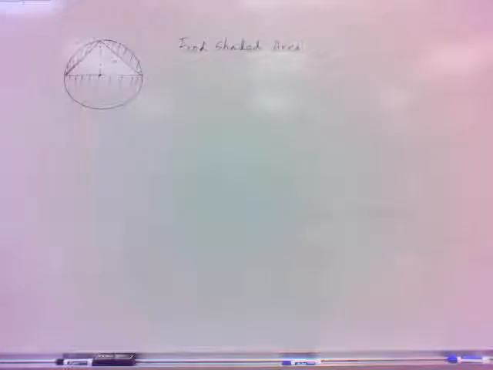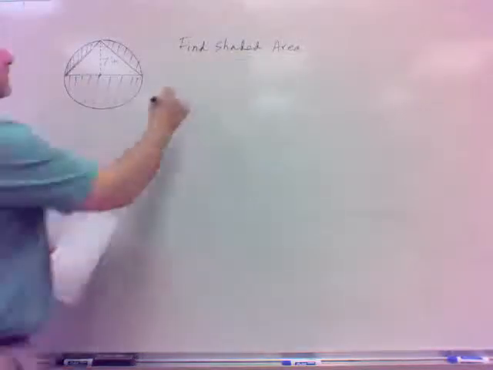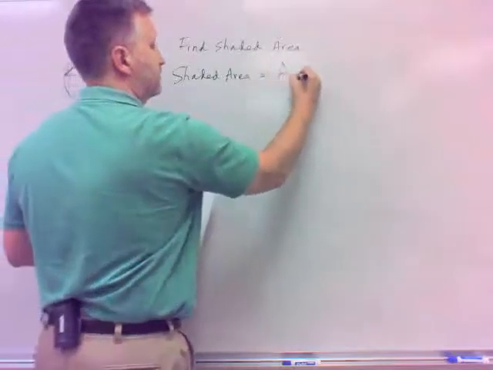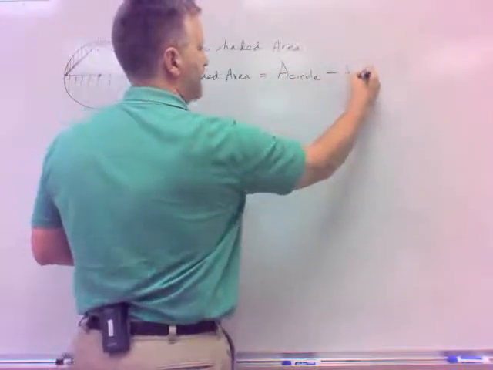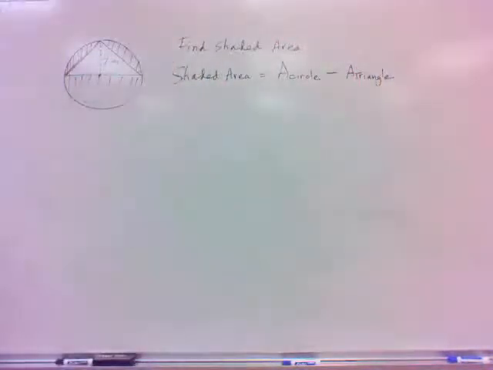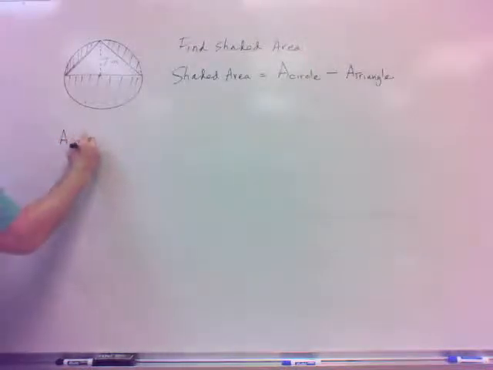Well, one way I could do that is to think of it as what? A circle with a triangle cut out of it. So that shaded area, wouldn't it be the area of the circle minus the area of the triangle? I believe so. So if I can figure out my circle area and my triangle area, just subtract the two, and this will get it done for me here.